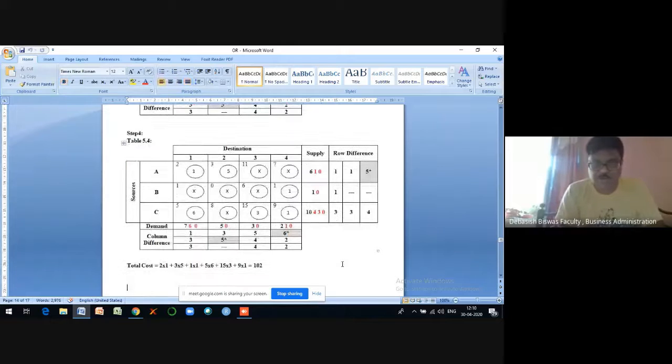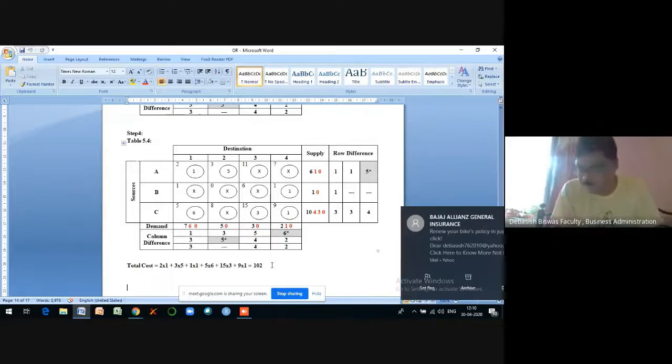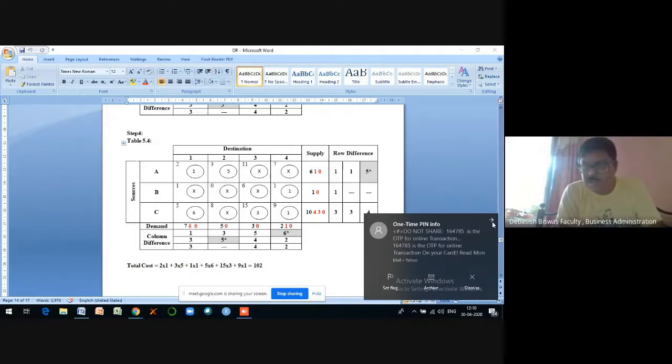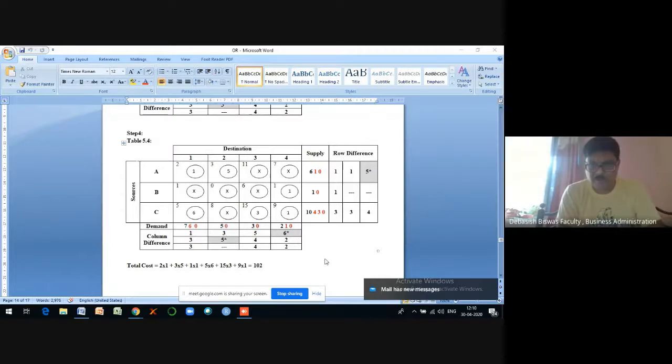So the transportation cost, we know how to compute it. 2 into 1 plus 3 into 5 plus 1 into 1 plus 5 into 6 plus 15 into 3 plus 9 into 1. So 102. Now you tell me, out of these 3 methods, northwest corner method, Vogel's approximation method and least cost method, where the transportation cost is the least. So here it is 102.